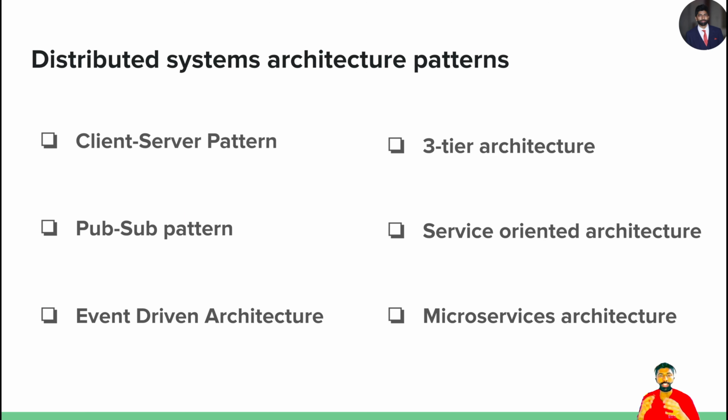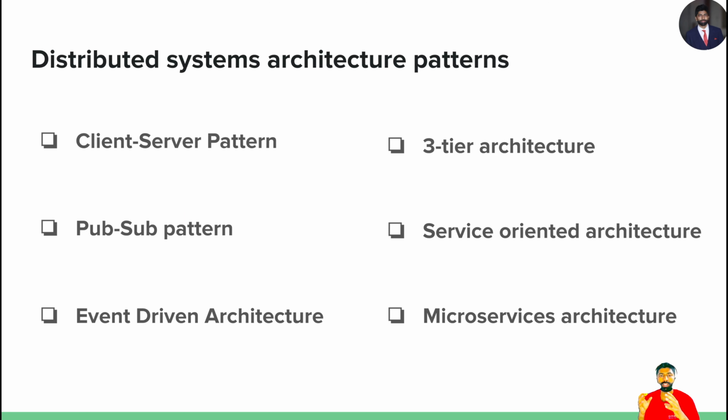Another pattern which is widely used is service-oriented architecture. Service-oriented architecture is a pattern or style where you divide your application or system into multiple components or services to achieve a business goal. These services work as components which help to achieve the shared goals.